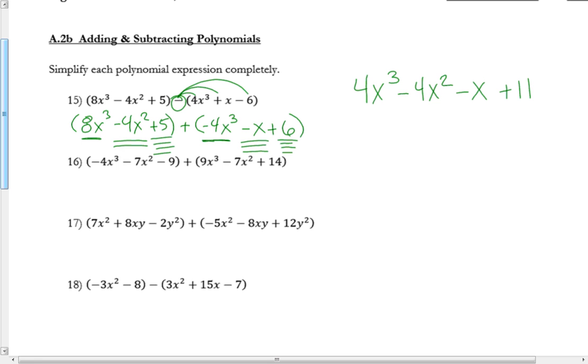Number 16, we have addition. That means no signs need to change. Everything's going to stay the same. We just combine like terms. Negative 4x to the third and positive 9x to the third becomes positive 5x to the third. Just negative 4 plus 9. Negative 7x squared and negative 7x squared becomes negative 14x squared. And then negative 9 and positive 14 becomes positive 5.